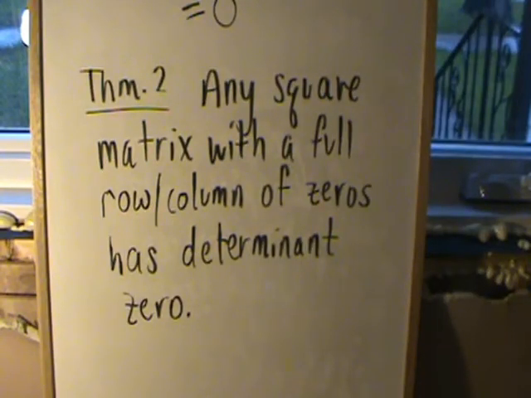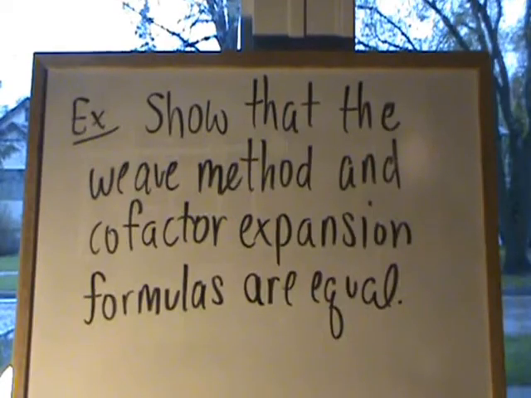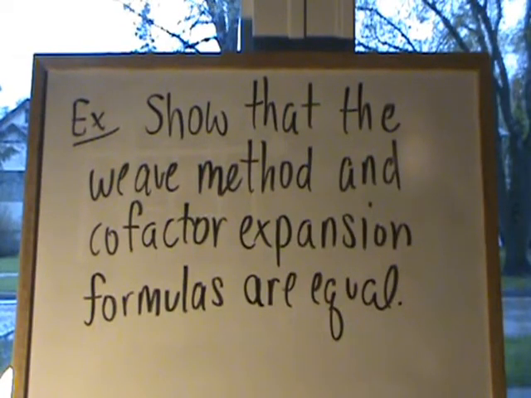And this leads us to a really nice theorem. Theorem 2 says if we have any square matrix that has a full row or a full column of zeros, this matrix must have a determinant equal to 0. I have 2 more examples that I want to show you to round out this video.